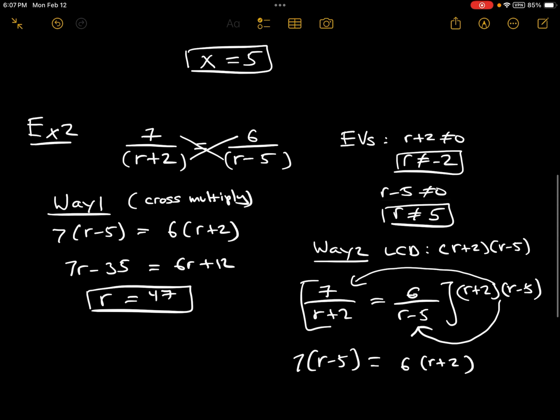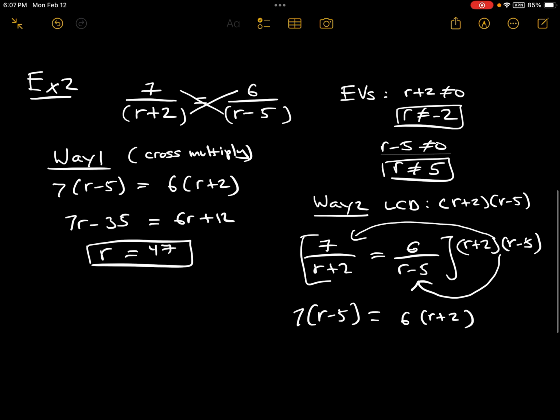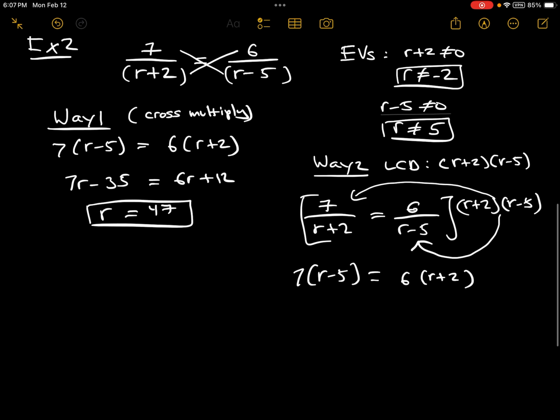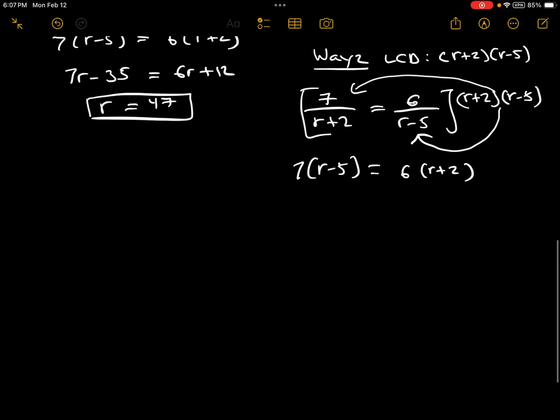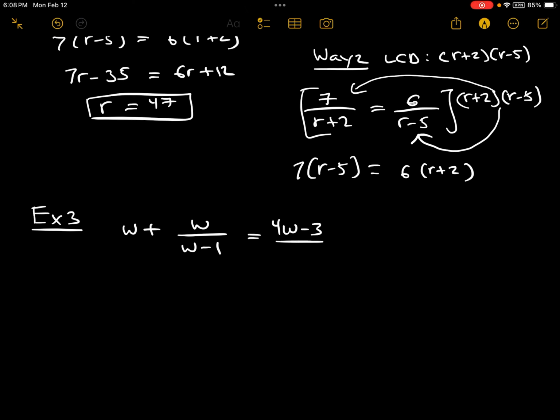All right, moving on. Example 3. W plus W over W minus 1 is equal to 4W minus 3 over W minus 1. Okay, so right away, let's state the excluded values. You should do that first. W minus 1 equal to 0, therefore W cannot equal positive 1. Because if I have a value of W equals 1, that would make my denominator 0, and you know that you can't divide by 0.